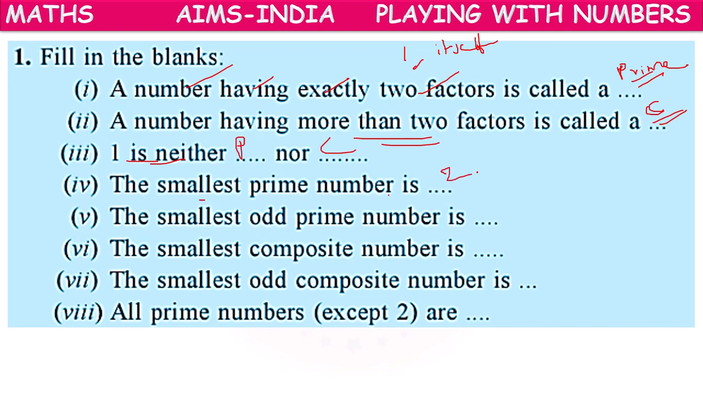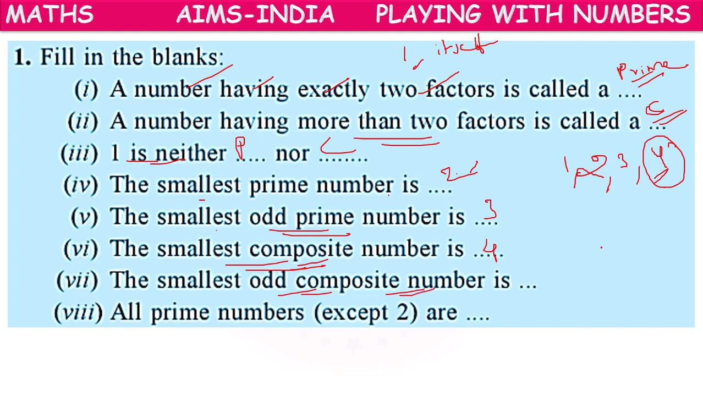Smallest prime number is 2. Smallest odd prime number is 3, because 2 is even. Smallest composite number is 4, because 1 we should not count. 1 is neither prime nor composite. 2 is prime. 3 is prime. So what is the least composite? 4.